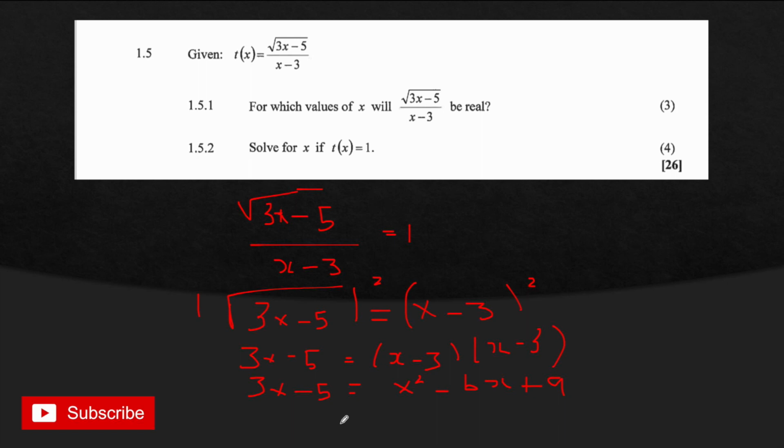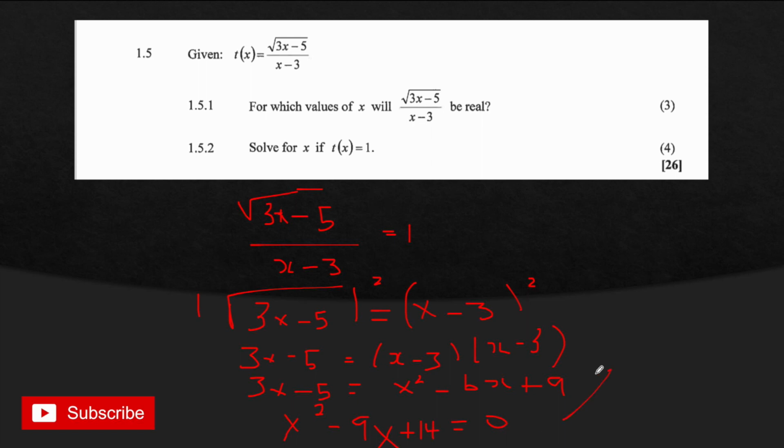So I will equate everything to 0, equal to 0, and then I will add the like terms. This will give me x squared for this one, and then minus 9x, because I have minus 6 and minus 3, and then plus 14. I get 14 because I said 9 and 5, it gives me 14, right?